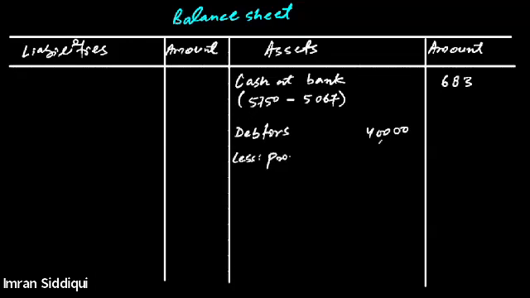Provisions for doubtful debt, 2,400. So after subtracting 2,400 out of it, the remaining amount will be 40,000 minus 2,400. This will be 37,600. Is that clear? 37,600. Got it, everyone? Yes, sir. Okay.